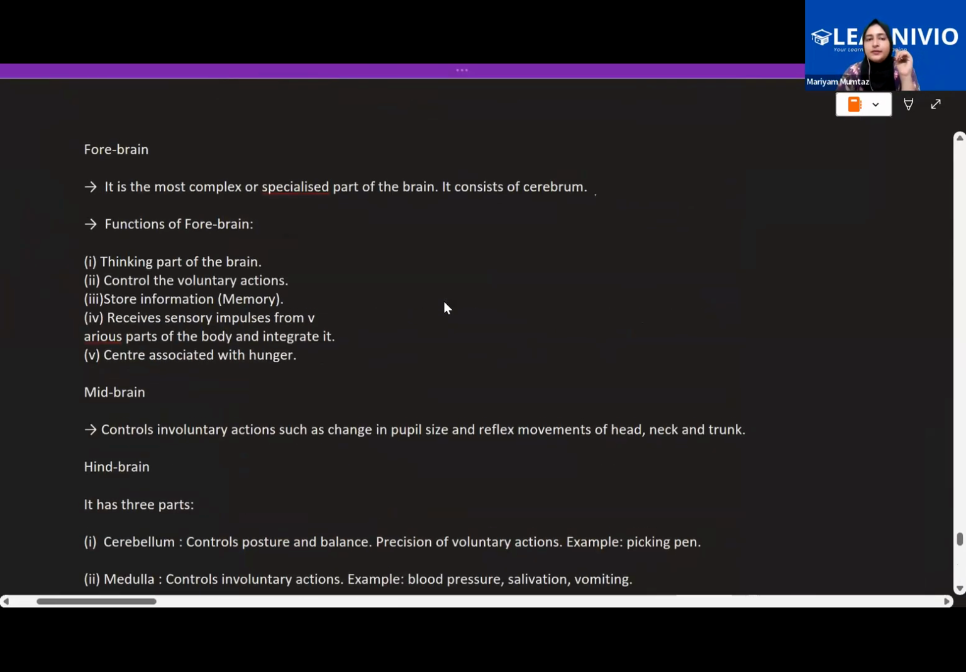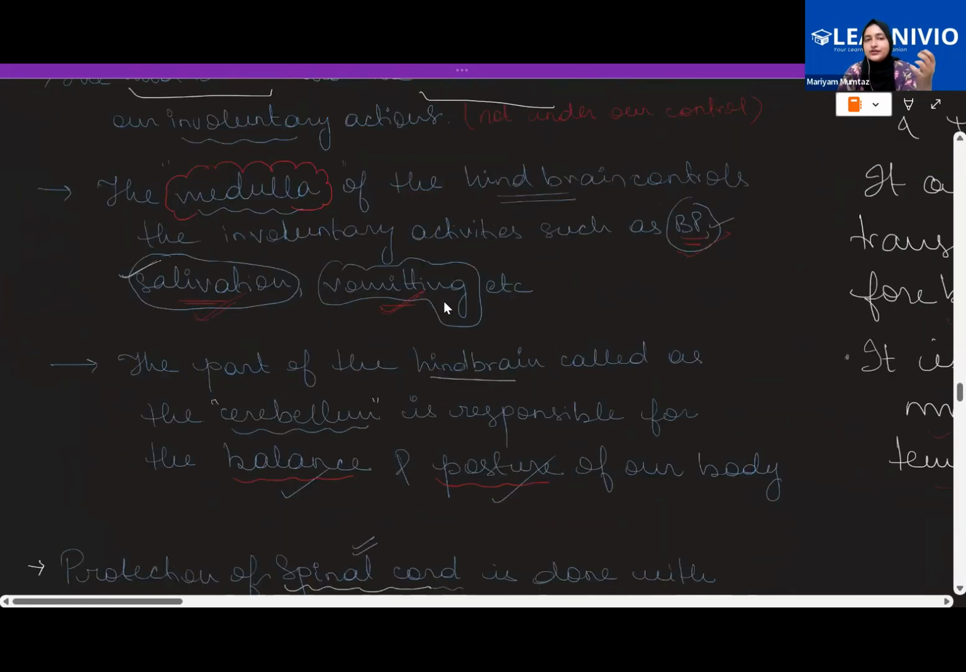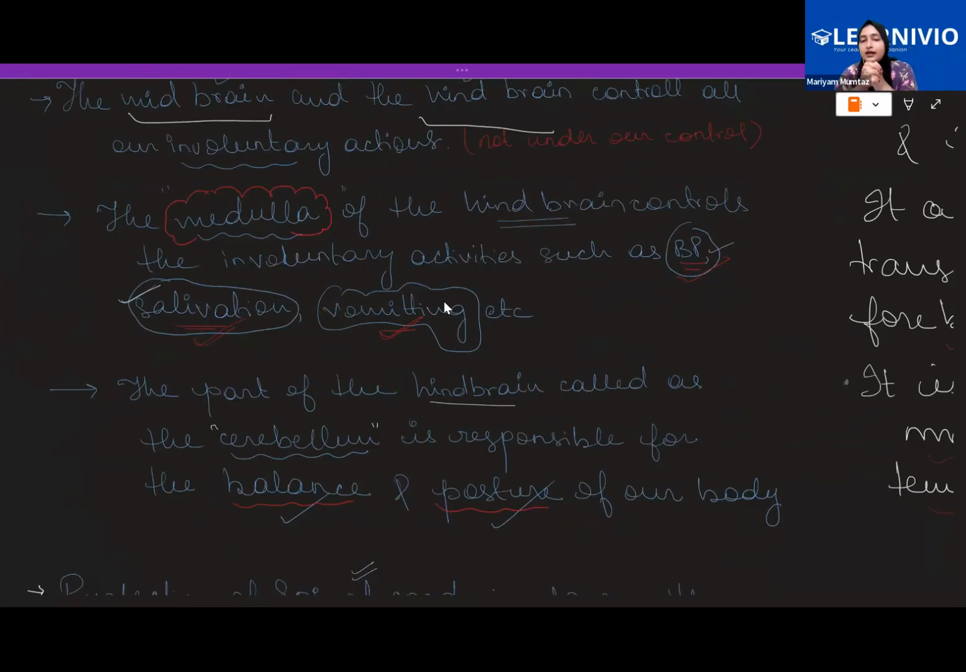Okay. So this was about the brain. Now see, in the exams, you might get asked a lot of questions about different components of the brain. They can ask you to write the different parts of the brain, and then they can also ask you to write the functions of the different parts of the brain. Is it clear, students?